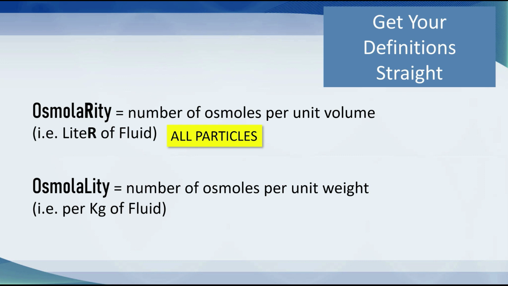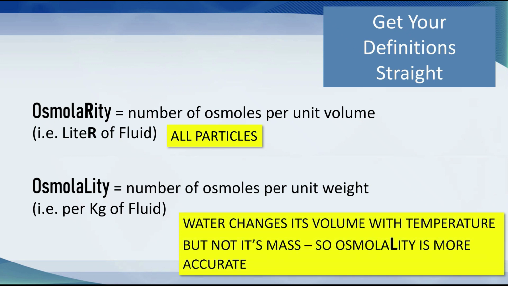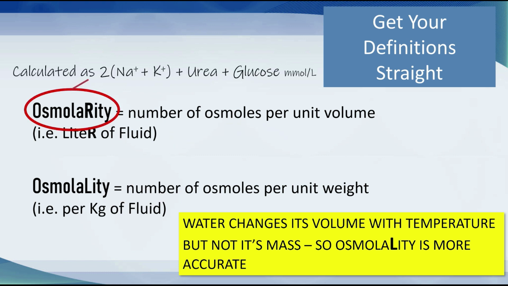Osmolality represents the number of osmoles per unit weight, and that is per kilogram of fluid. And as water changes its volume with temperature, but not its mass, osmolality as a term is more accurate. We use osmolarity when we're doing ward rounds and we do calculations of what we think the patient's plasma osmolality is. It's calculated as, in millimoles per litre, twice the sodium plus the potassium plus the urea plus the glucose. That number should come in at between 290 and 310 milliosmoles per litre.